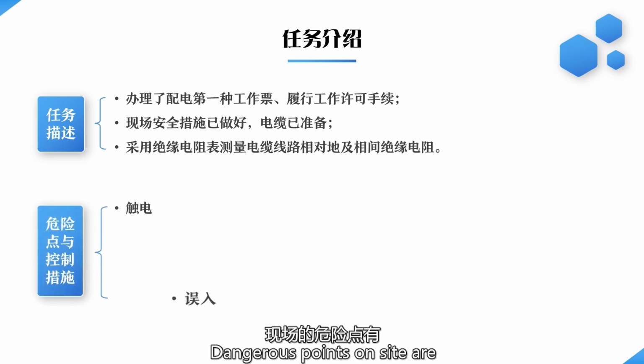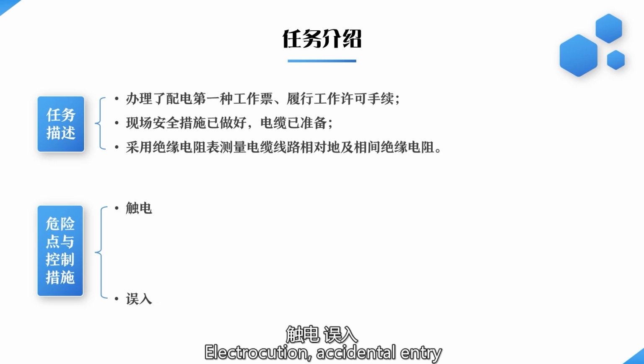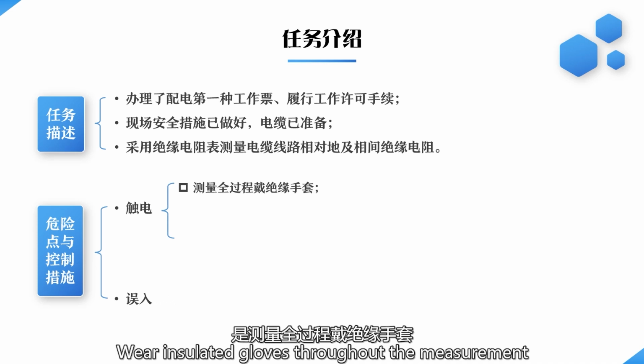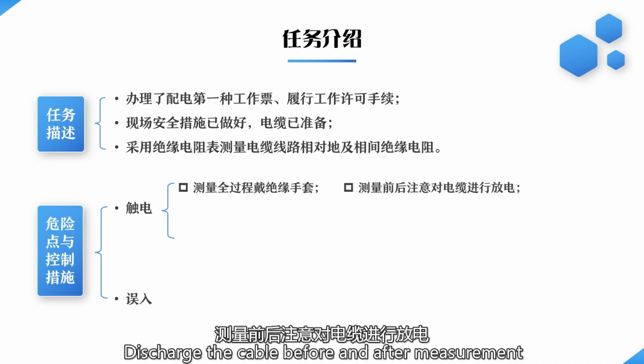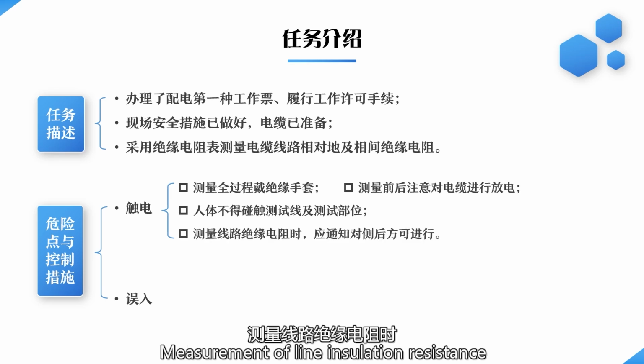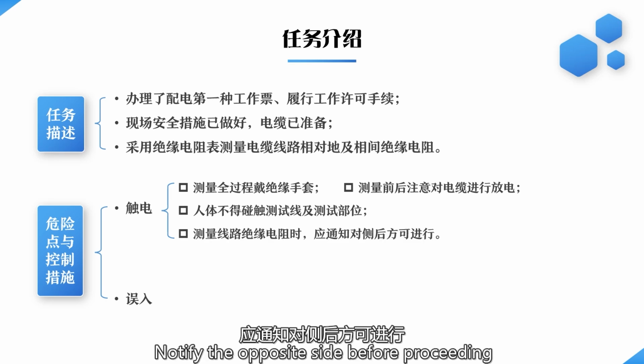Dangerous points on site are electrocution and accidental entry. Safety measures against electric shock: wear insulated gloves throughout the measurement. Discharge the cable before and after measurement. The human body should not touch the test line in the test area. For measurement of line insulation resistance, notify the opposite side before proceeding.